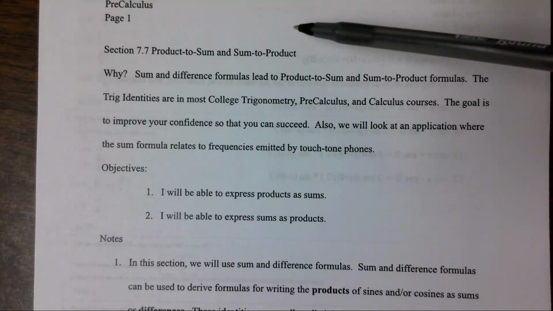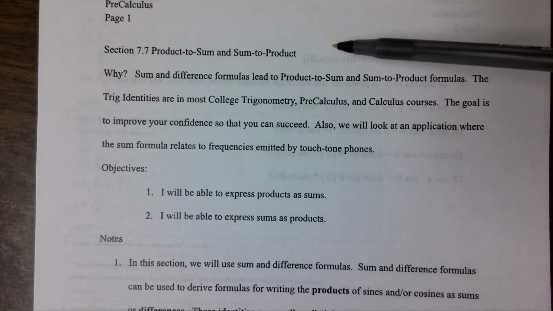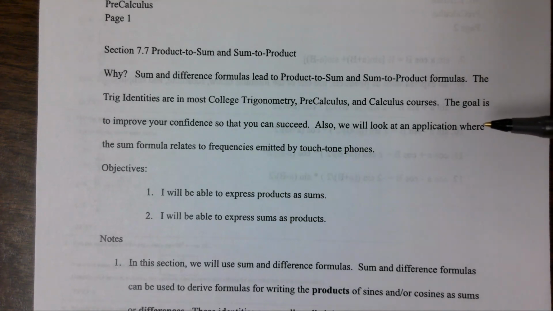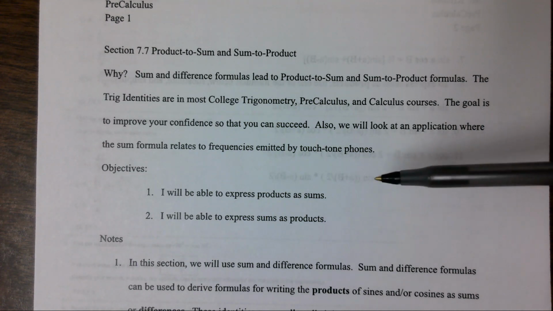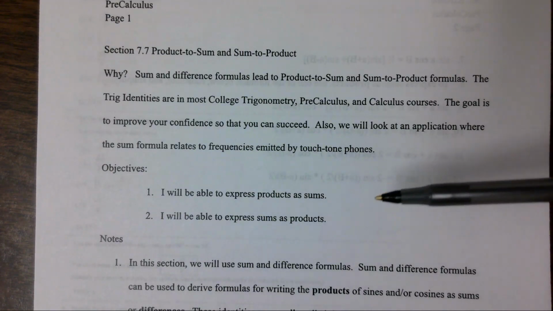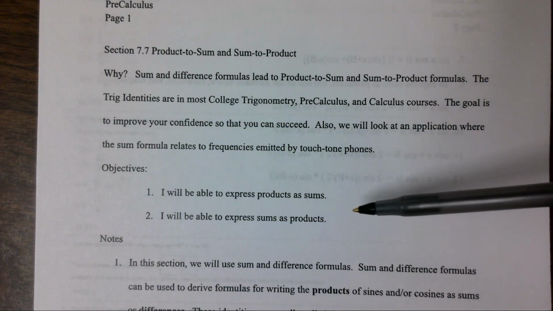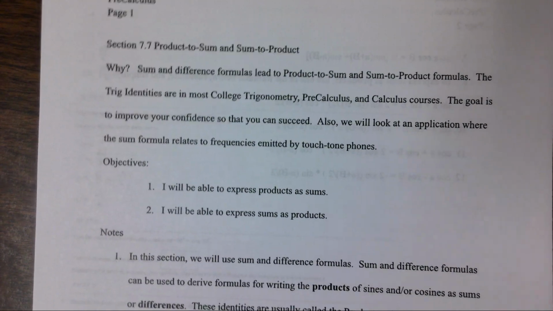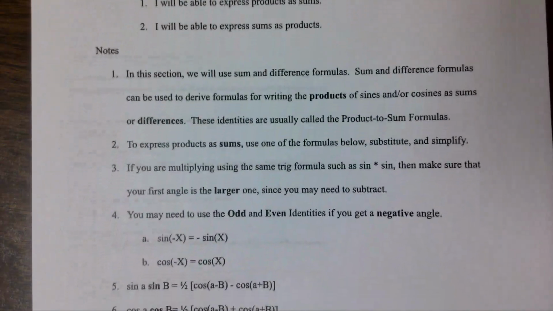They're a little bit less popular than those, they're used less, but the trig identities in general are in most college trig, pre-cal, and calculus courses. The goal is to improve your confidence so you can succeed. And there's going to be an application, like a word problem, where the sum formula relates to frequencies emitted by touch-tone phones. So your objectives are to express products as sums and sums as products. So these do have some formulas in here.